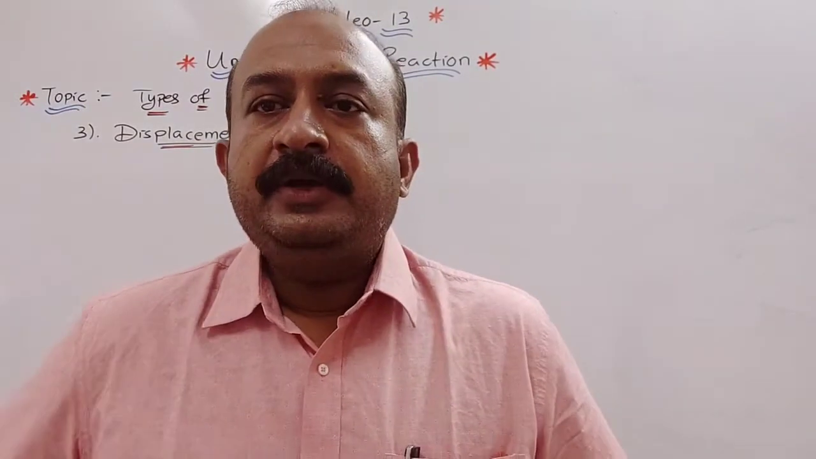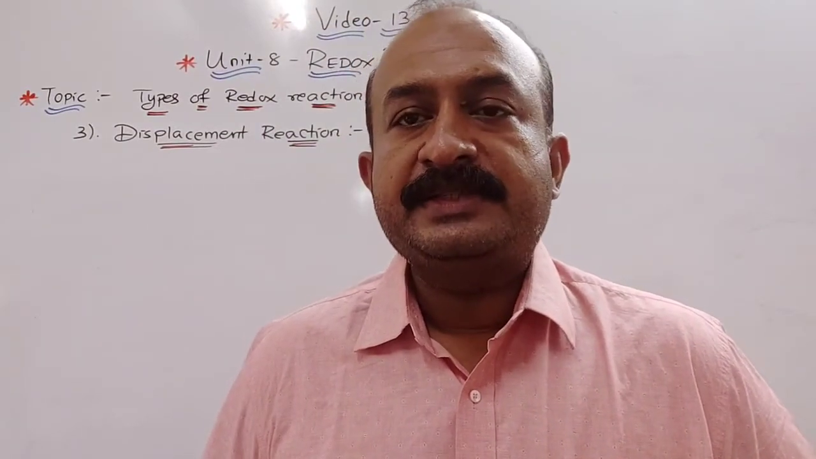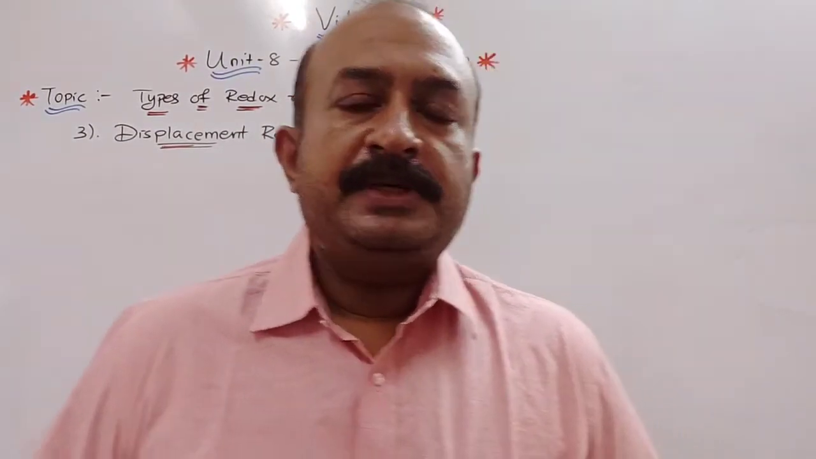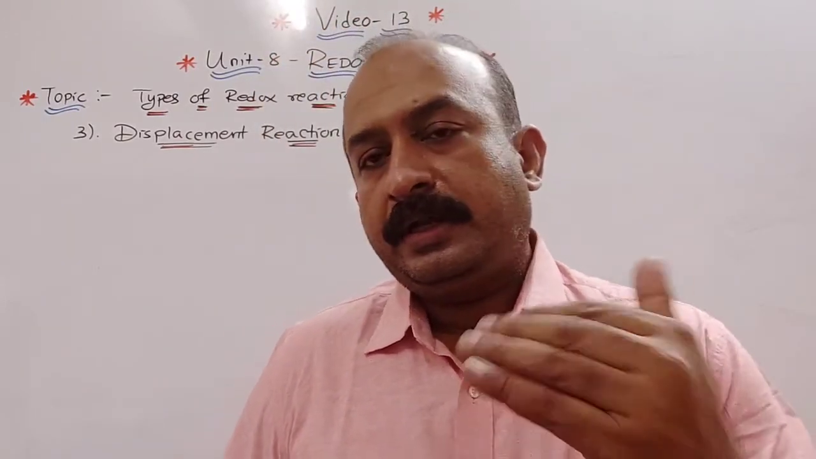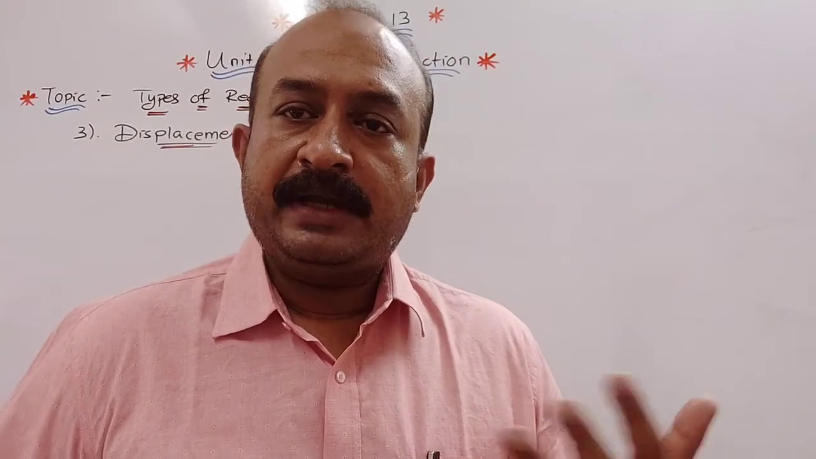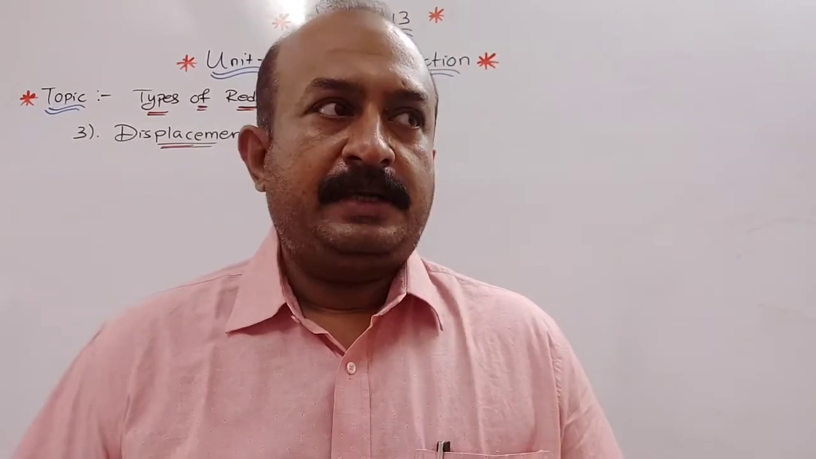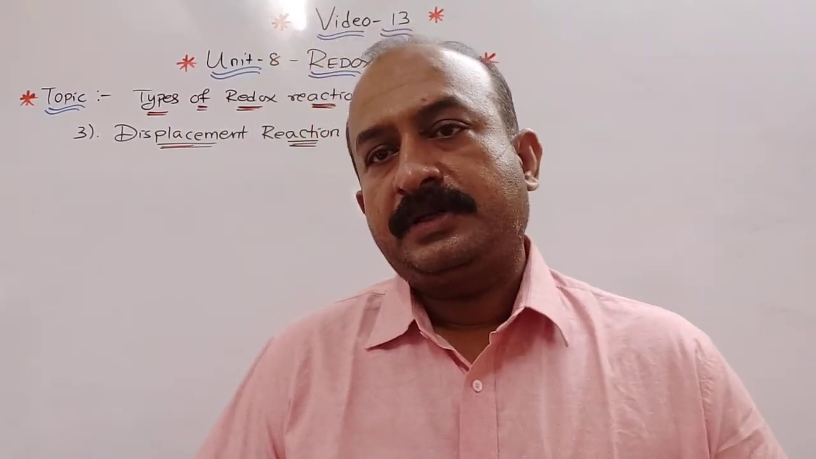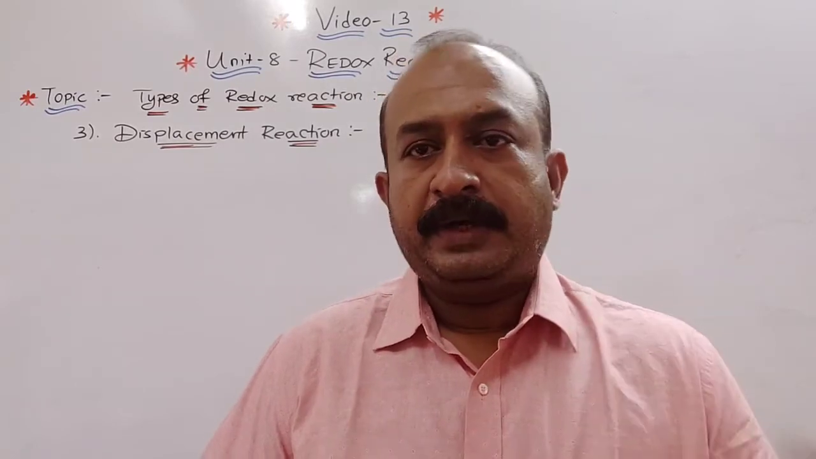Now, in video 13 of our unit 8, that is redox reaction, we are going to discuss the third type of redox reaction, that is displacement reaction. You must have studied displacement reactions in 9th and 10th standard. If you remember, in metal displacement, a lower reactive metal is displaced by a higher reactive or active metal. You must have also seen the reactivity series of metals in the chapter metals and non-metals. In a displacement reaction, an ion or an atom is being displaced by a more reactive atom or ion.